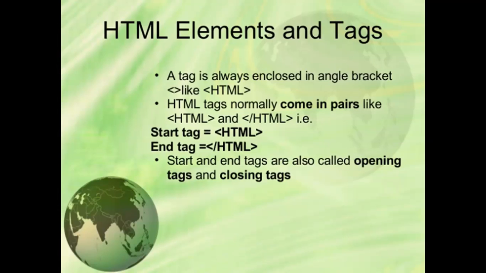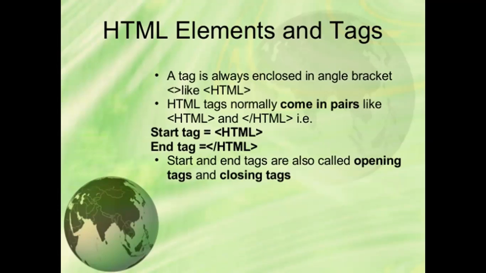HTML tags normally come in pairs. Normally, it is not written for all. Keep that in mind. HTML tags generally come in pairs. That means there will be two existing at the same time for most of them. There are a few tags in HTML that do not exist in pairs, and exist only as a single tag. Individually they exist, but most of them exist in pairs.